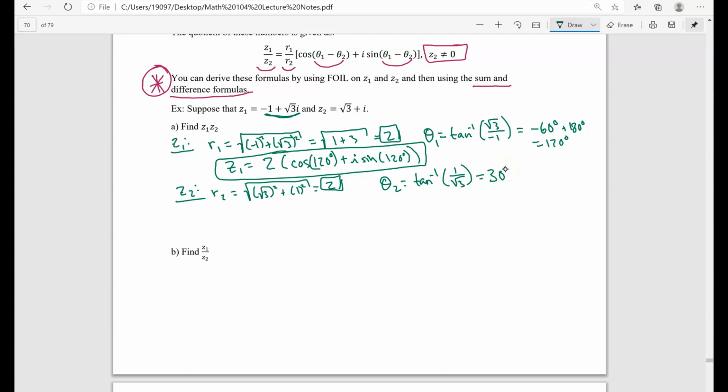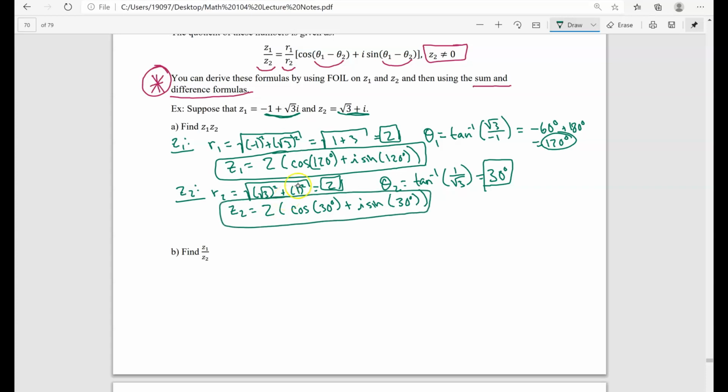Notice that it is in the correct quadrant because this one is in quadrant 1. I'm not going to graph them, but just keep that in mind. So here z2 is going to be equal to 2 times the cosine of 30 degrees plus i sine of 30 degrees. Now we've found them in polar form.